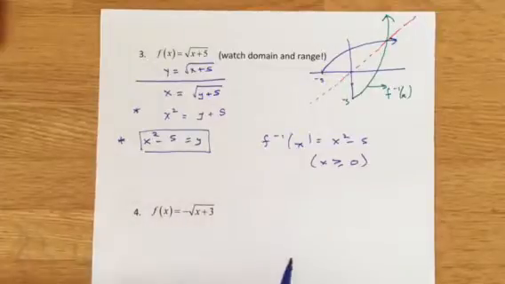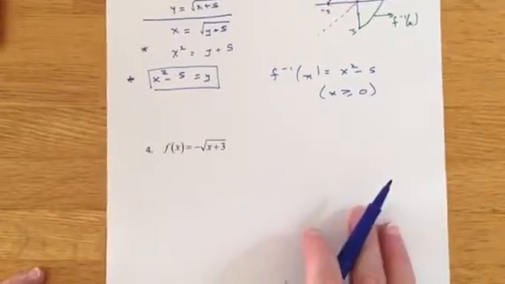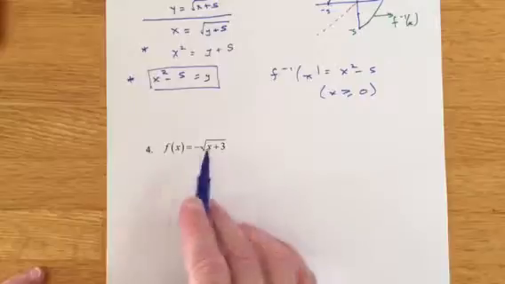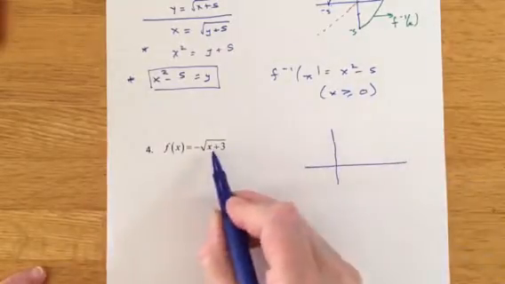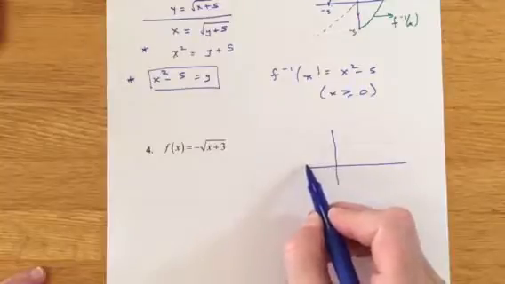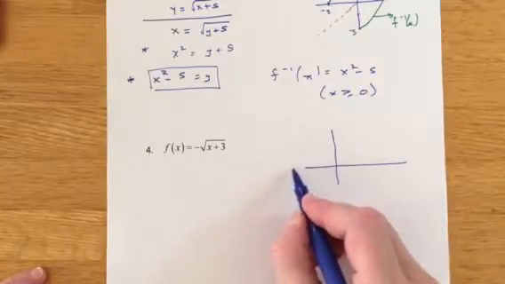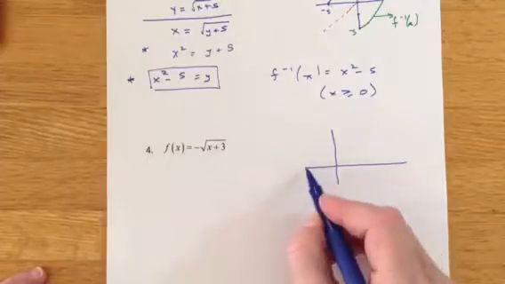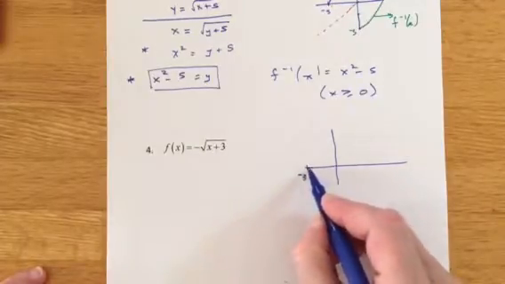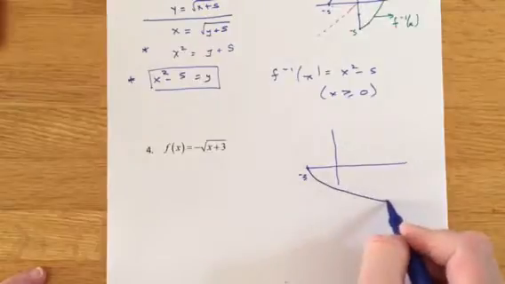All right, and then number 4, again, we have the negative square root. So again, a similar thing will happen here. So we shifted left 3 units, but then reflected across the x-axis. This is a vertical flip. So again, we shifted it back here. Right? So this is the graph we're talking about.